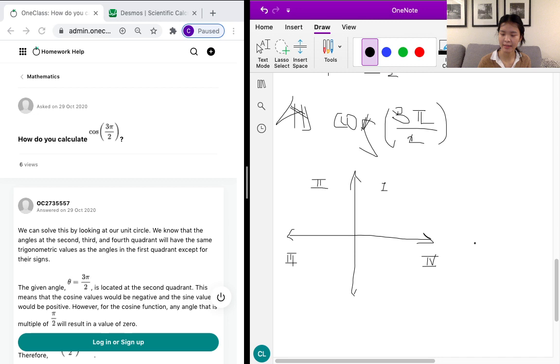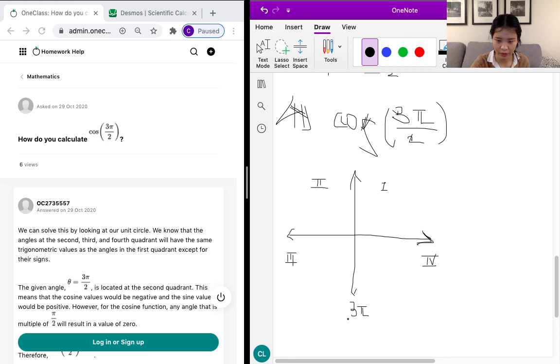So these are quadrants, and we start from here. The angle here is pi over 2, which is 90 degrees. And over here is another pi over 2, so it's pi. And over here is another pi over 2, so it's 3 pi over 2. This is the angle 3 pi over 2, and we want to know what the cosine is here.